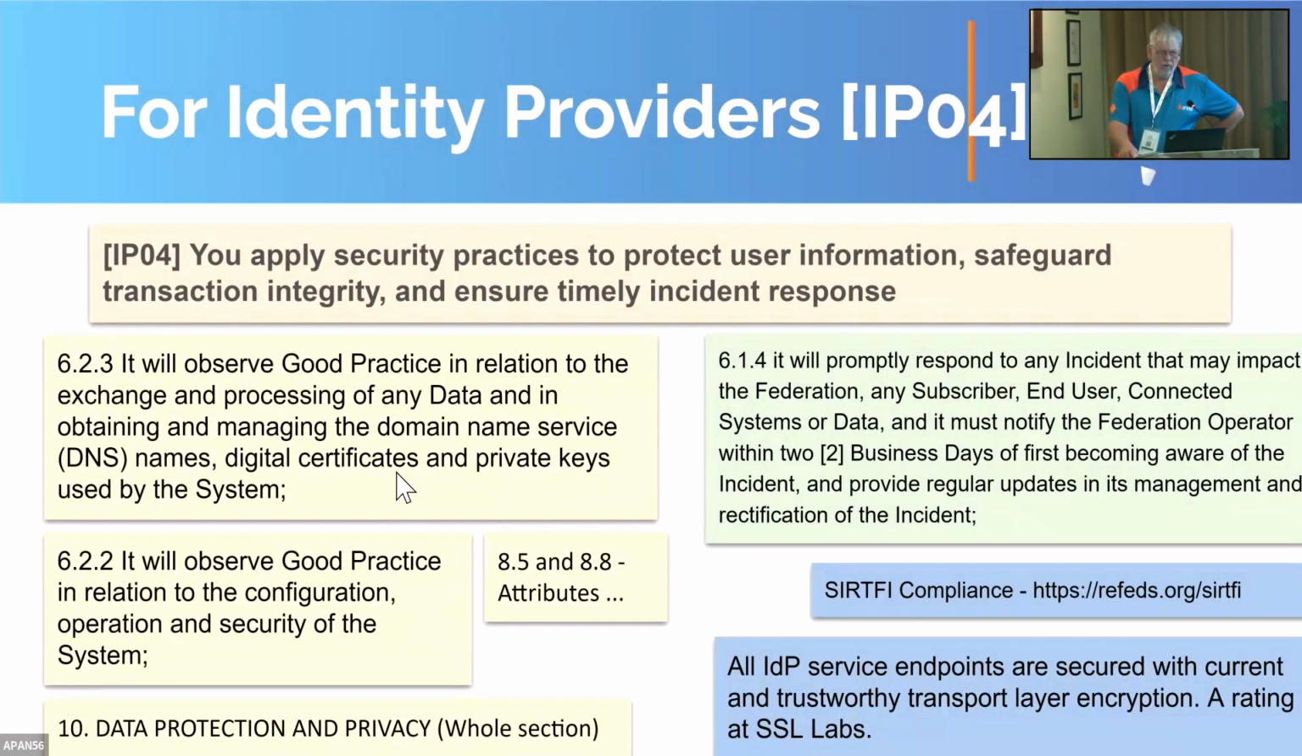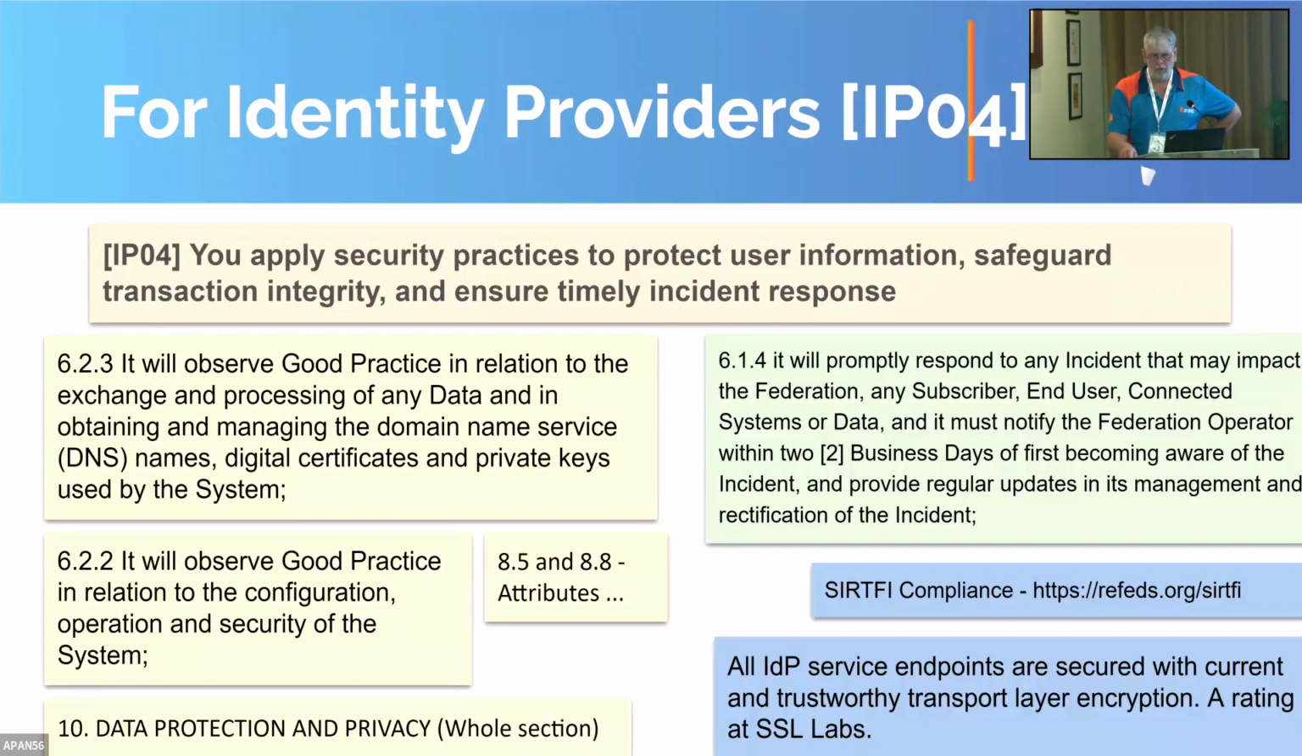For identity providers, IPO4, you apply security practices to protect users' information, safeguard transaction integrity, and ensure timely incident response. And we have a whole bunch of stuff about security in our Federation rules, but it still wasn't complete enough. And again, 6.1.4, which is about promptly notifying us of incidents, has been added.